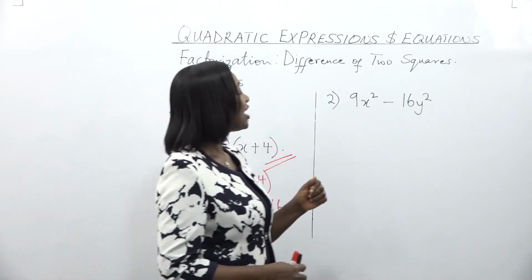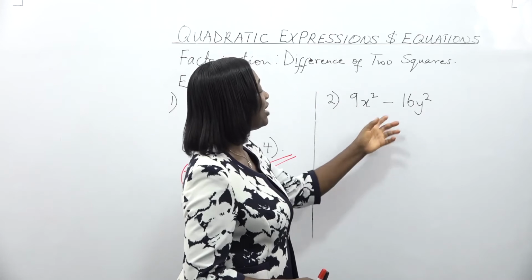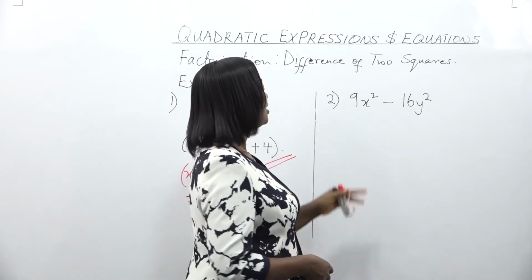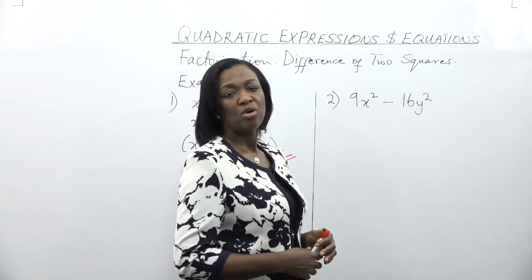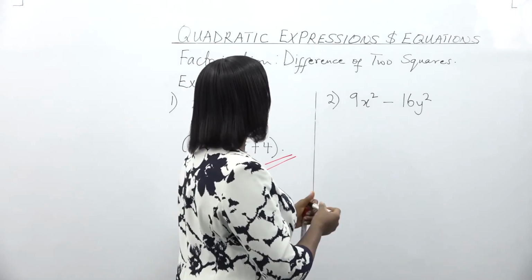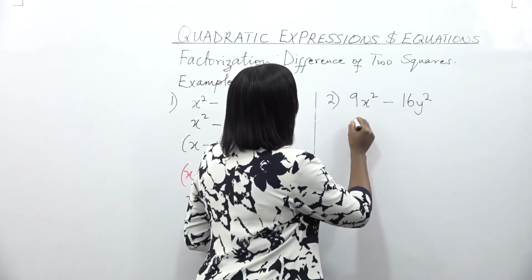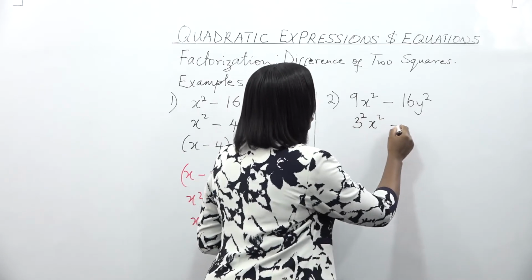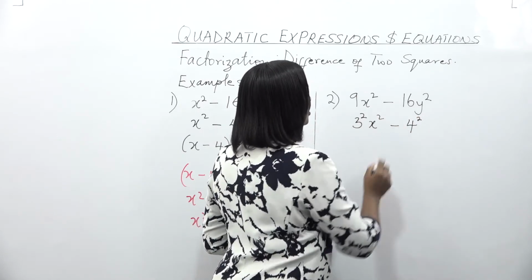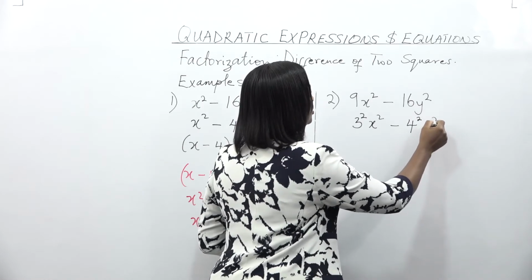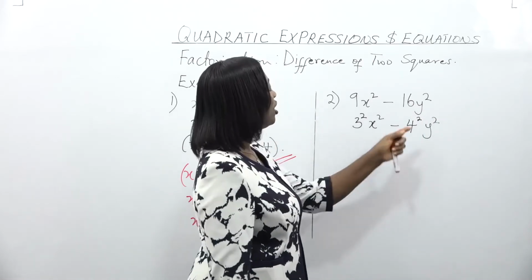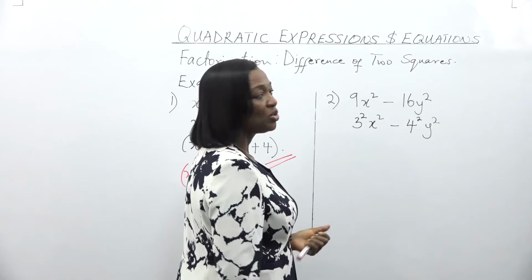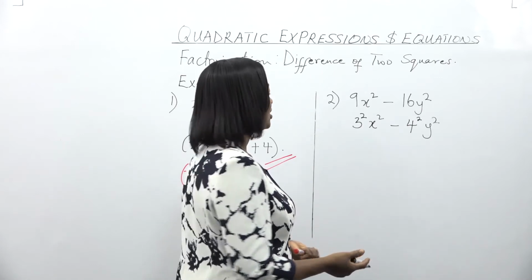In the next example, we have 9x squared minus 16y squared. 9 is also a squared number. So 3 squared x squared minus 4 squared y squared. So they are all squares now. So we can write it as a difference of two squares.